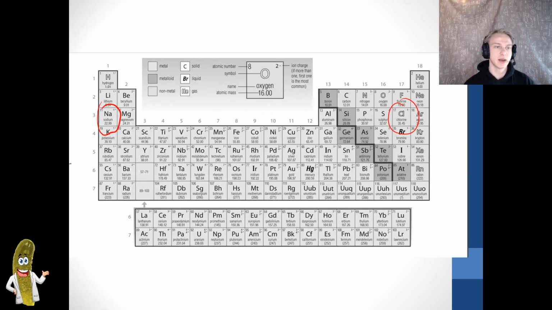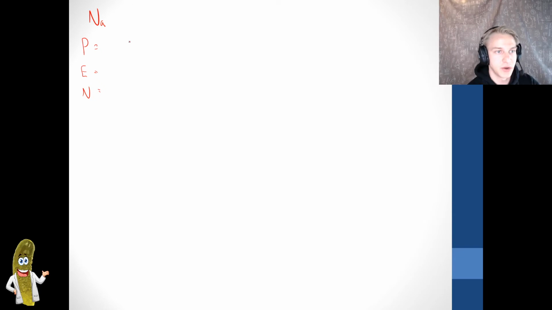Sodium has an atomic number of 11, so I know that there will be 11 protons. Its number of neutrons will be 23 minus 11, which gives me 12 neutrons. And then the number of electrons, normally we would say this would be 11 as well.